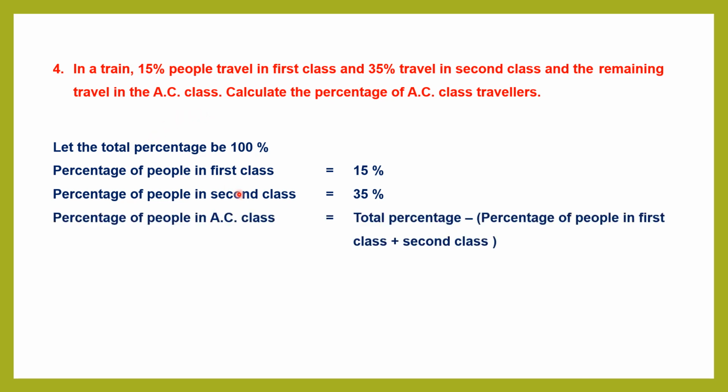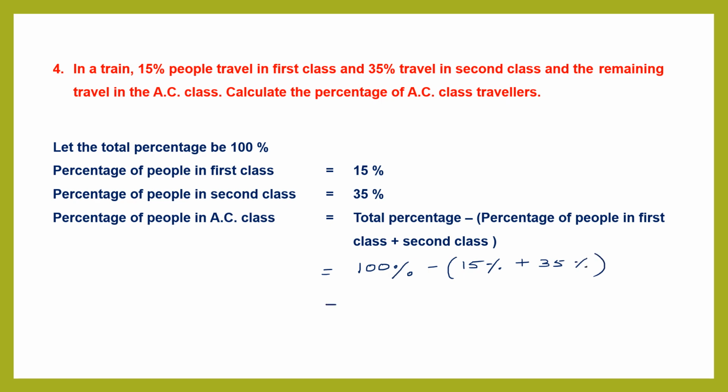So let's do that. Percentage of people in the AC class will be the total percentage minus the percentage of people in the first class and second class added up. So total percentage is 100, which we take as 100 when it's not given to us, minus the percentage of people in the first class. Okay, we'll put that in brackets. 15%, that is the percentage of people in the first class. Then the percentage of people in the second class is 35%. We add up both.